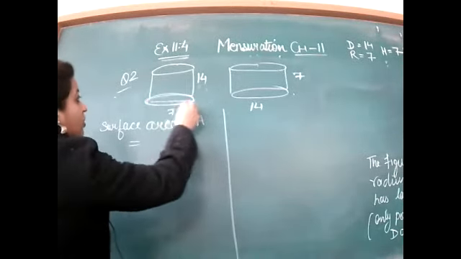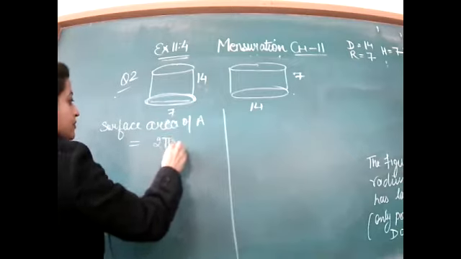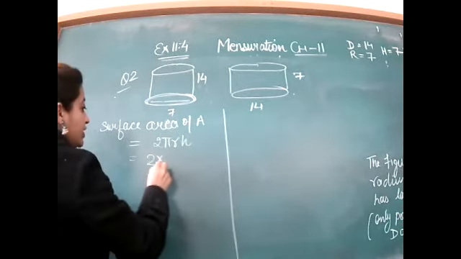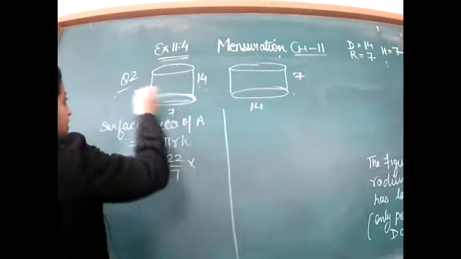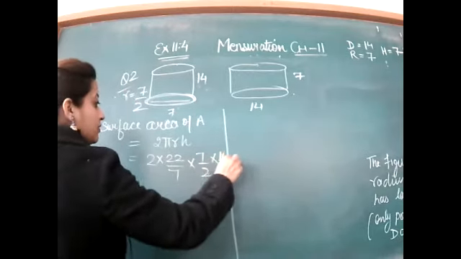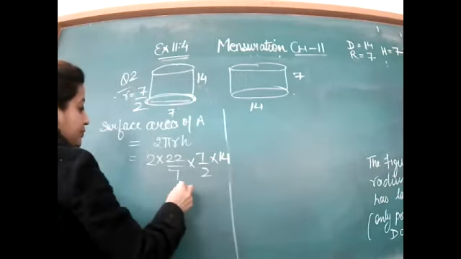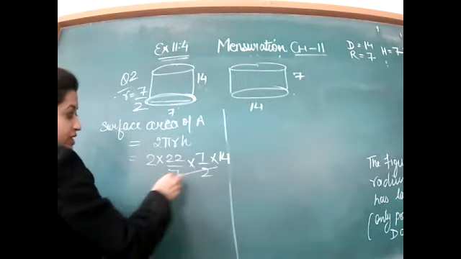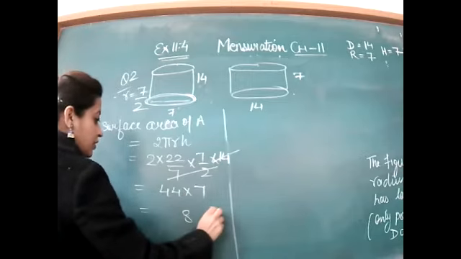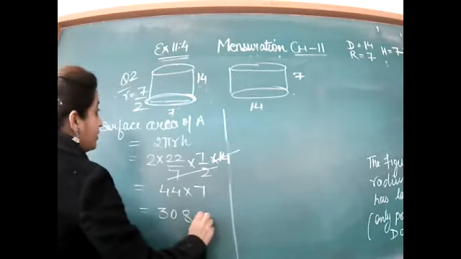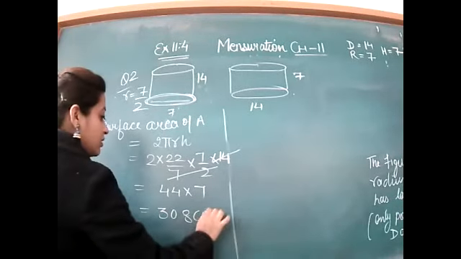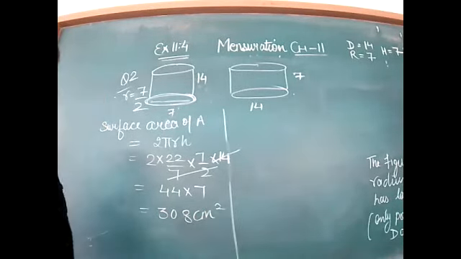That is perimeter of the base, 2 pi r into height h. This is the way to learn. 2 into 22 by 7, radius is 7/2 and height is 14. 7 2s are 14, this cancels out. 44 into 7, 308 centimeter square. So this is the surface area of cylinder A.